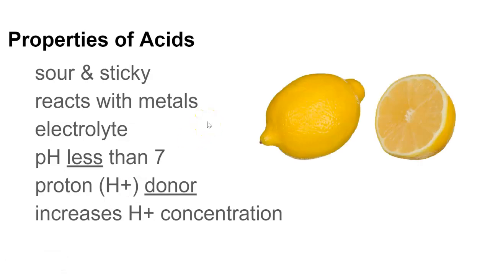So here are the properties of acids we need to know. They typically are sour and sticky, so think of a lemon. They react with metals. They are electrolytes. They have a pH less than 7. Okay, so a pH less than 7 would let us know it's an acid. The lower the pH, the stronger the acid. So a pH of 1 or 2 would be a stronger acid than a pH of 4 or 5. So the lower the number, the stronger the acid. They donate hydrogen, and this increases hydrogen concentration or hydrogen ion concentration in a solution.